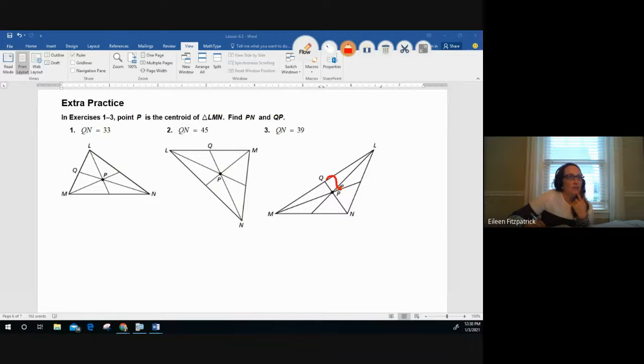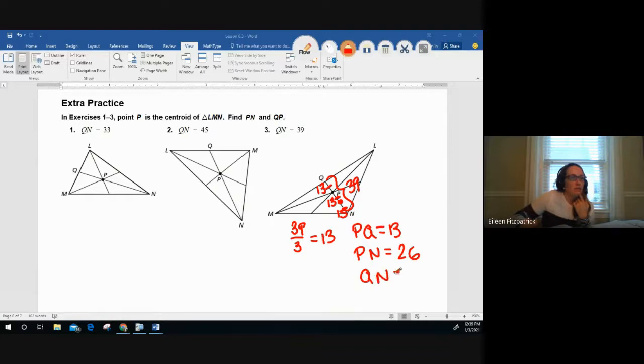All right, last one of this type. NQ, the entire thing is given as 39. So 1/3 from the centroid to the midpoint, and then break up the longer segment, which was 2/3, into 1/3 and 1/3. 39 divided by 3 gives you 13. So I know each of those segments is 13, 13, 13. So now I know that PQ is equal to 13. PN is equal to 26. And the whole thing was given as 39.